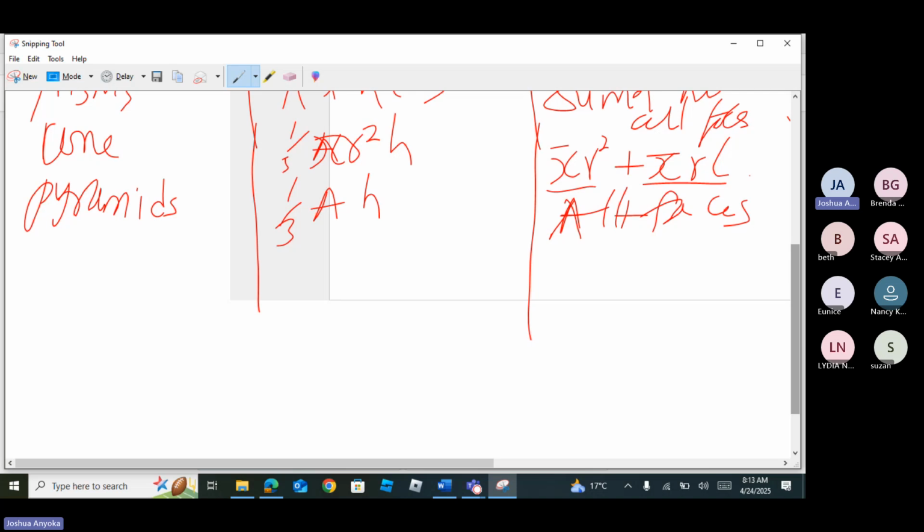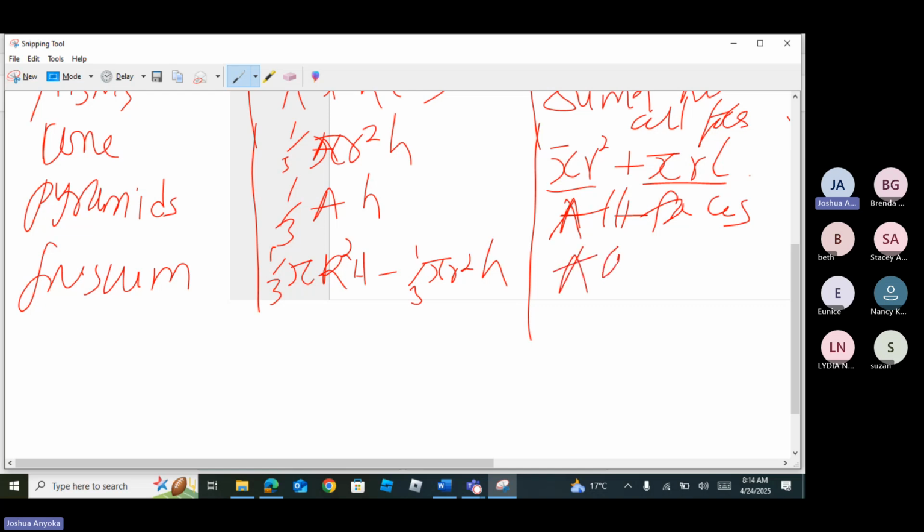Then after pyramids, we cut a cone, we cut a pyramid, we come up with a frustum. How do you find the volume of a frustum? A third pi R squared H minus a third pi r squared h. That's the volume of the bigger cone minus the volume of the smaller cone. For frustum, we also say it is the sum of all faces.